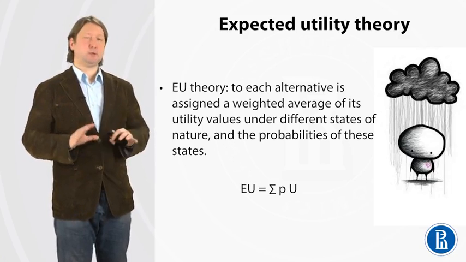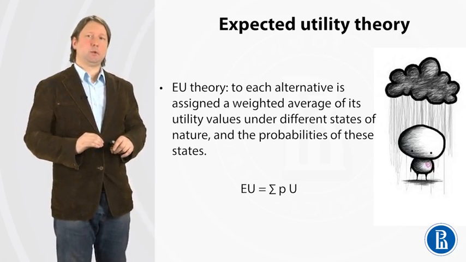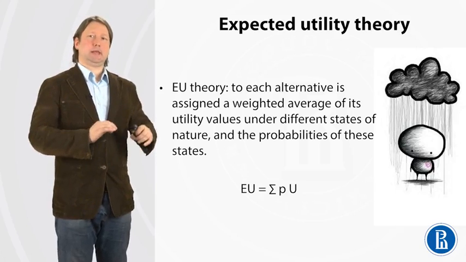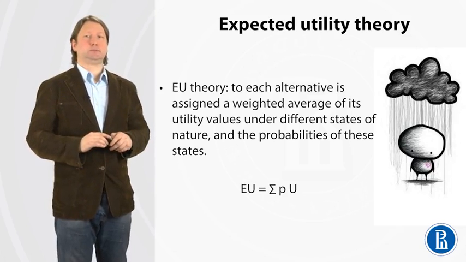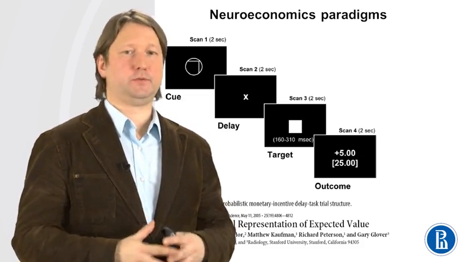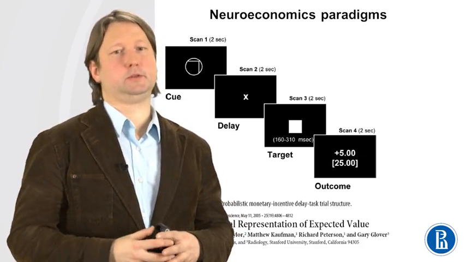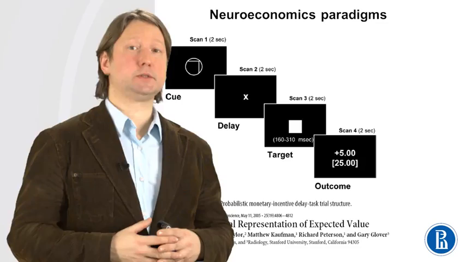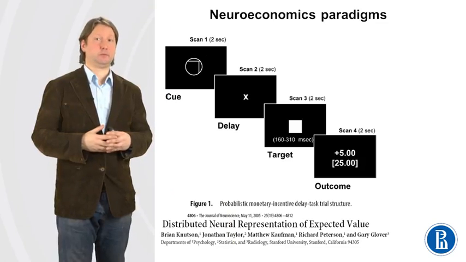But this theory nicely captures that we integrate probabilities and values during decision making. So how can we investigate the process of integration of probabilities and values in our brains? We can use a paradigm suggested by Brian Knutson.